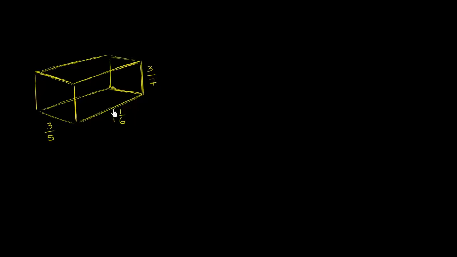Let's see if we can calculate the volume of this rectangular prism, or I guess you can think of this thing as the shape of a brick or a fish tank right over here. And what's interesting is that now the dimensions are actually fractions. We have a width. The width here is 3/5 of a unit. The length here is 1 1/6 units, and the height here is 3/7 of a unit.